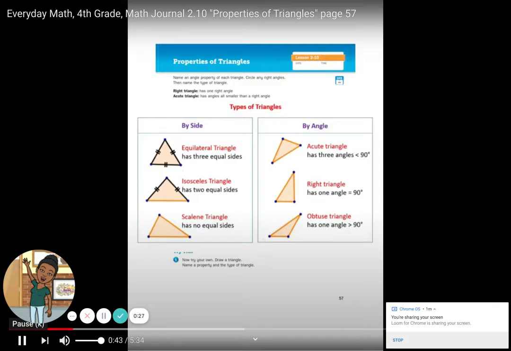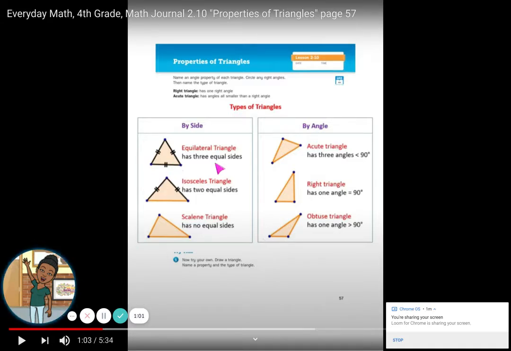But you can also define or describe a triangle by the kinds of angles it has. An acute triangle has 3 angles that are less than 90 degrees. An obtuse triangle has 1 angle that is greater than 90 degrees. And then a right triangle has 1 right angle, or an angle that is exactly 90 degrees. Okay? Let's keep going. Please pause the video and take notes in your math notebook at home.